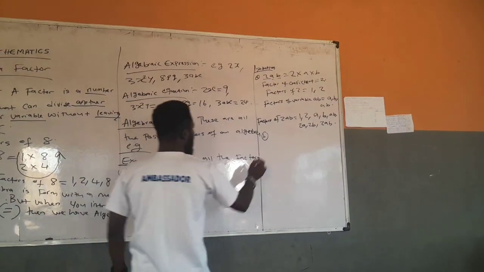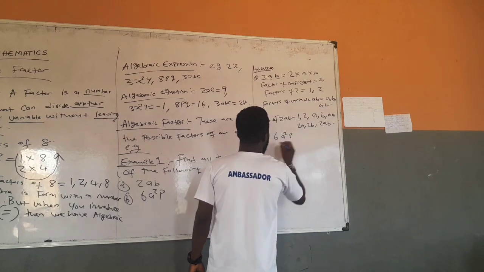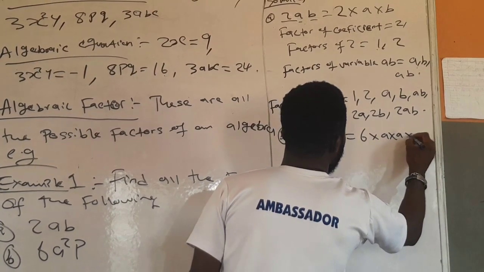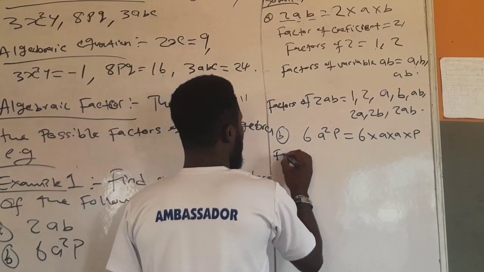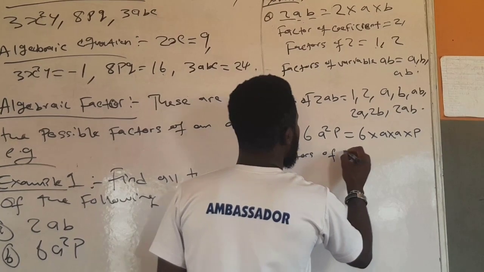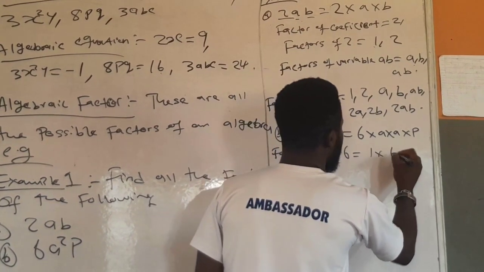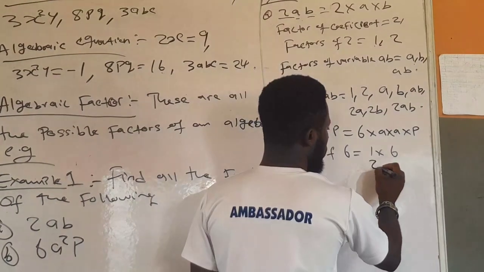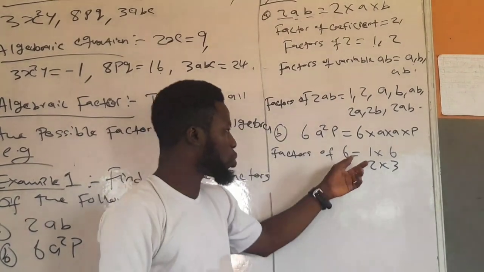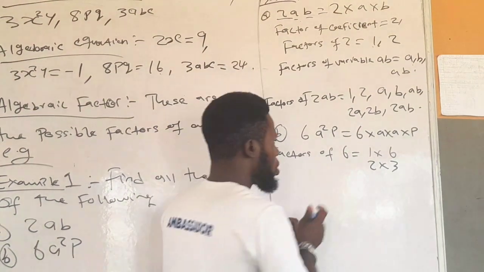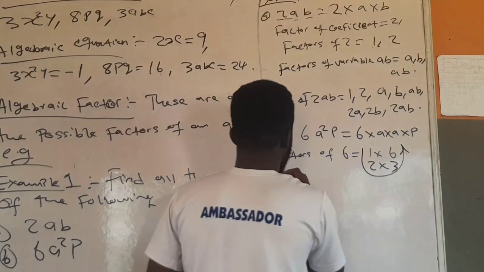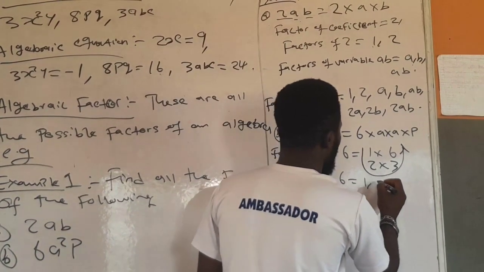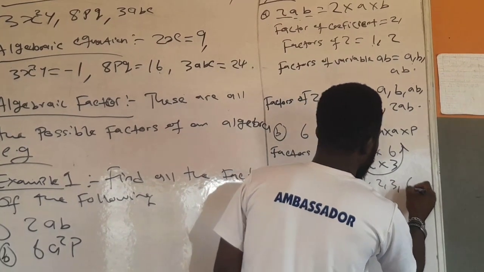The second one says 6A squared P. So I have this to be 6 times A squared times P. That means I have factors of 6. I'll write it 1 times 6. I have 2. You check for 2. Can 2 go in 6? Yes. That will be 2 times 3. The next number I have to check is 3, but you already have 3 here. So the factors of 6 are equal to 1, 2, 3, and 6.